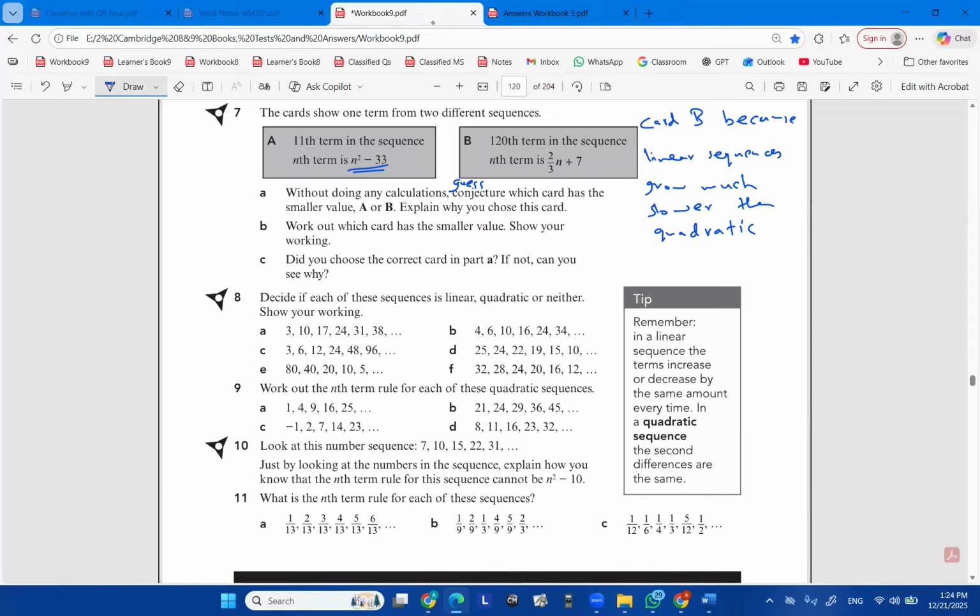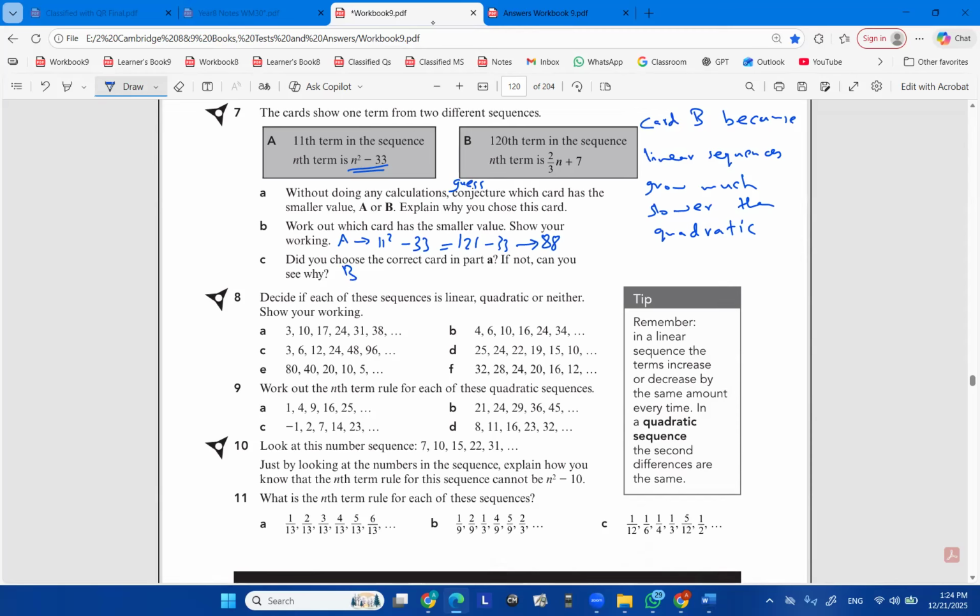The 11th term in the first card, card A, is 11 squared minus 33, which means 121 minus 33, which is going to give us what? 121 minus 33. If you minus the 3, it gives you 118. You minus the 30, it gives you exactly 88. This is card A.